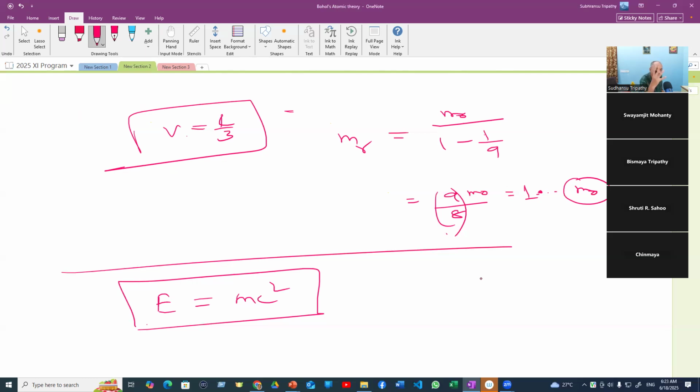Mass is nothing but a concentrated form of energy, as the physics people will say, material scientists will say. Swayamjit has 55 or 50 kg mass, but that is nothing but a concentrated form of energy. So energy and mass are interconvertible.